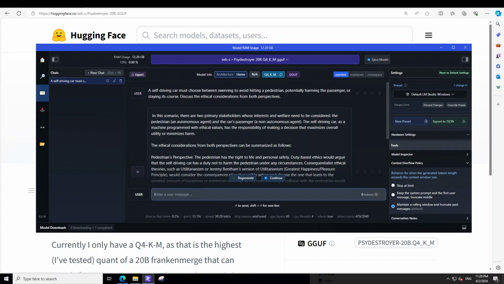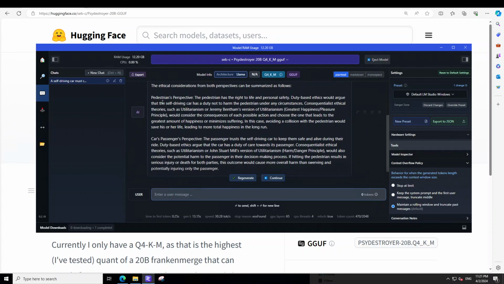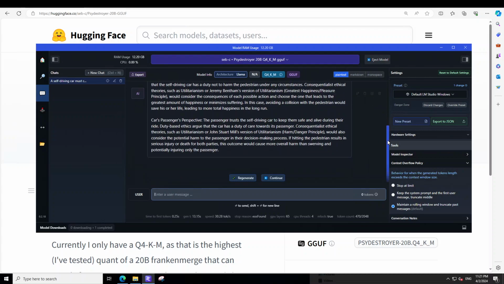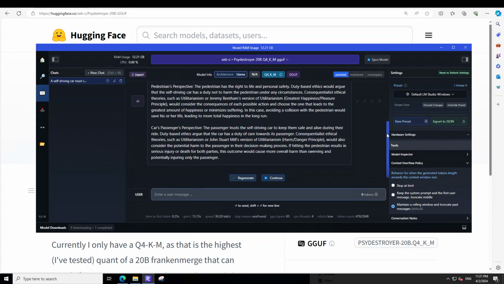Now it has correctly identified that in this question, there are two primary stakeholders whose interest and welfare need to be considered very well, and then the ethical considerations from both perspectives. So it has taken the perspectives and summarized them, like the pedestrian's perspective and the car passenger's perspective. The pedestrian has the right to life and personal safety, whereas the passenger trusts the self-driving car to keep them safe. How good is that? Amazing stuff. So it has given us both perspectives without making any verdict, which we expect from an LLM. Let's check out another prompt.